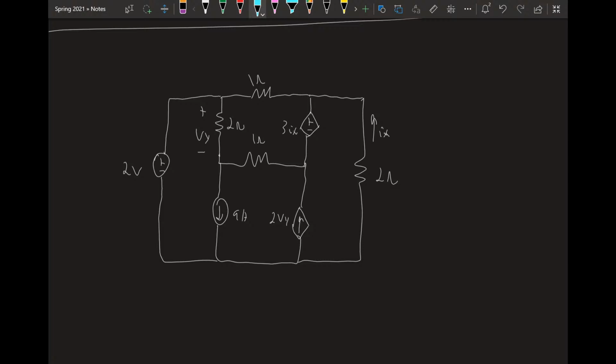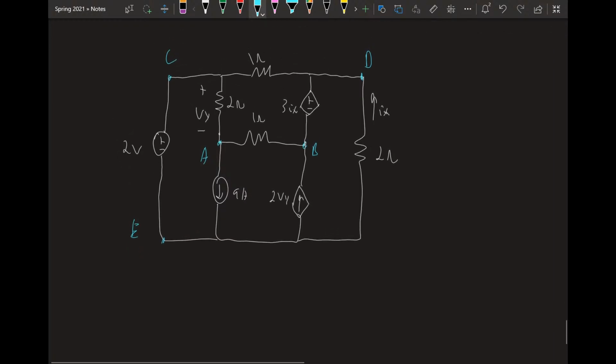So let's identify some nodes. I'm going to call this A. I'm going to call this B. I'm going to call this D. I'm going to call this C. I'm going to call this E. And that's all the nodes. You can't combine anything. There's nothing in series or parallel. I'm going to label node E as ground, right?